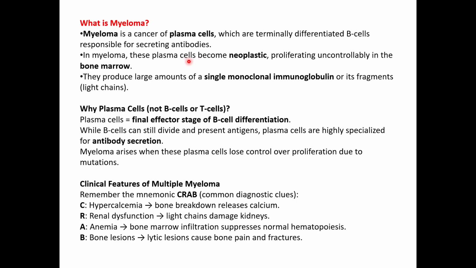In myeloma, the plasma cells become neoplastic, proliferating uncontrollably in the bone marrow. So they produce large amounts of a single monoclonal antibody or its fragments, the light chains.